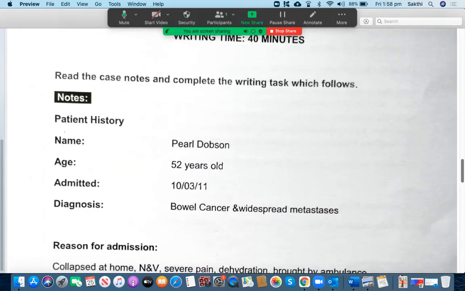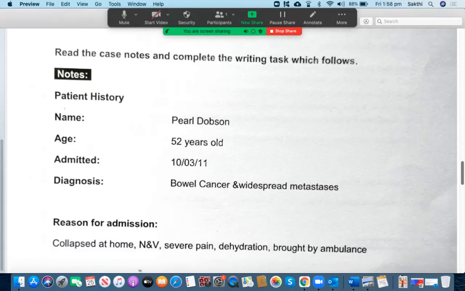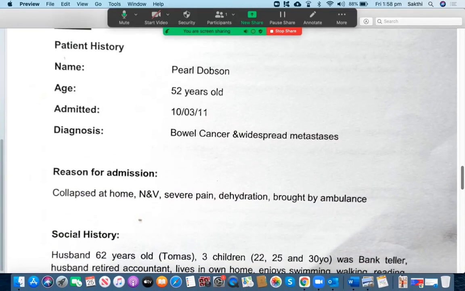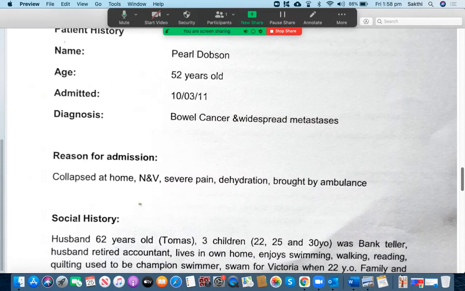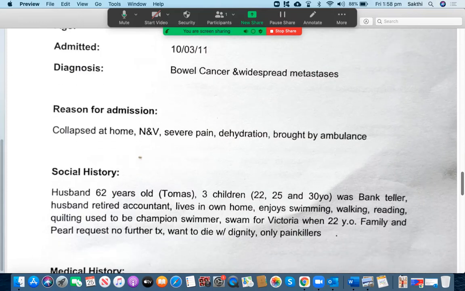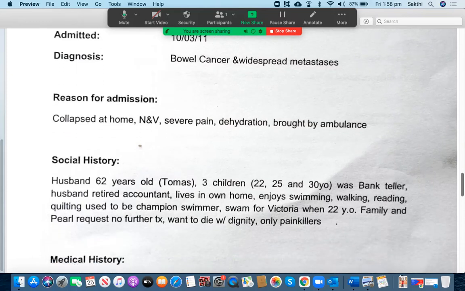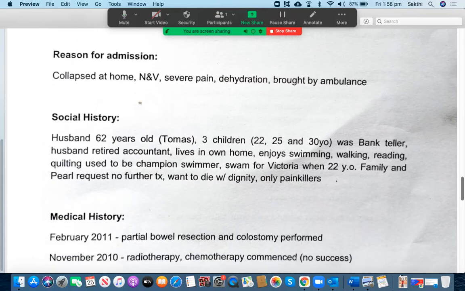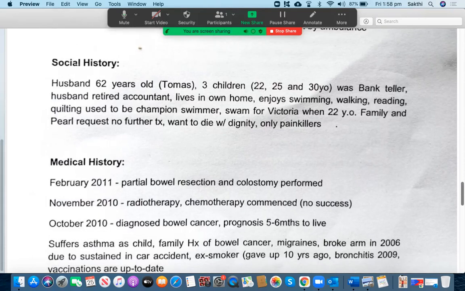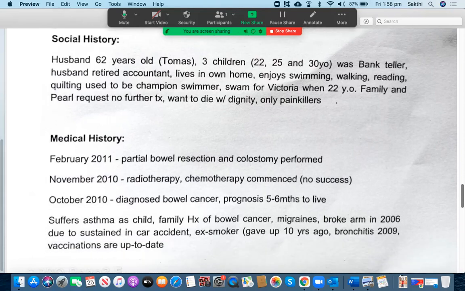So read the case notes and complete the writing task which follows. Patient history: Pearl Dobson, 52 years old, 10/03/11, bowel cancer and widespread metastasis. Okay, metastasis. All right. Collapsed at home, NNV, severe pain, dehydration, brought by ambulance. All right. Social history: husband, 62 years old, Thomas, three children, was bank teller. Husband, retired account, lives in own home, enjoys swimming, walking, reading.